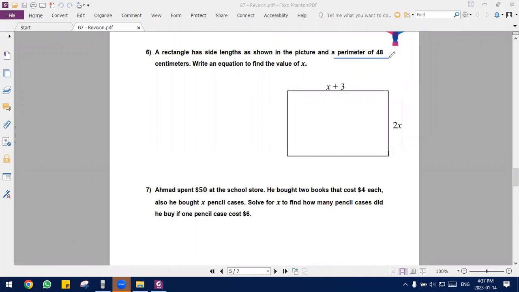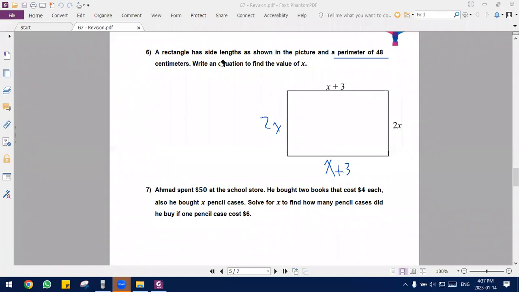Since they gave me the perimeter, I should know the equation or the formula of the perimeter. What is the perimeter? You add all the sides together. Since here I have a rectangle, if this is x plus 3, then the opposite side is x plus 3, because opposite sides are equal. If this is 2x, then this is 2x.